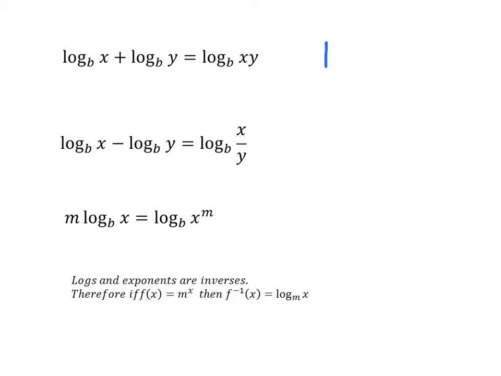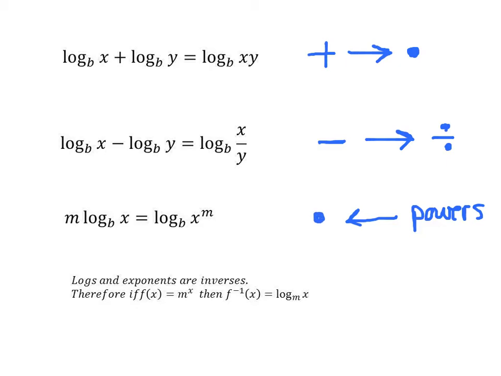This is the addition becomes multiplication rule. This is the subtraction becomes division rule. And this is the powers becomes multiplication rule. And it is written kind of backwards, but it's generally applied in the order you see it right here, although not always.